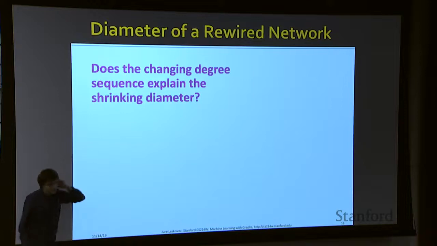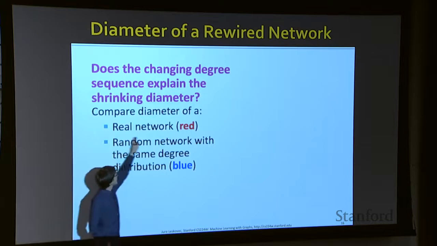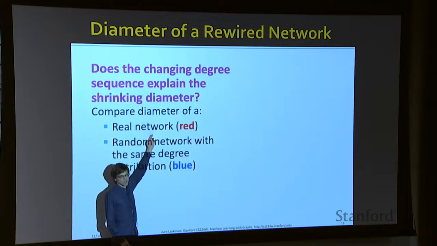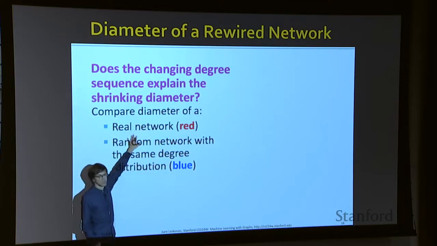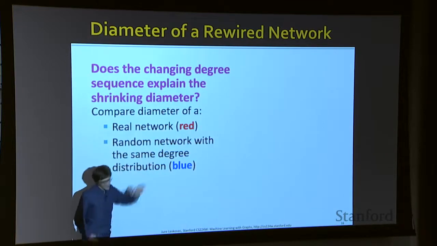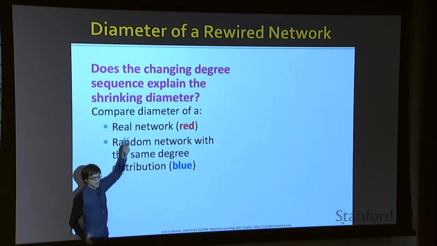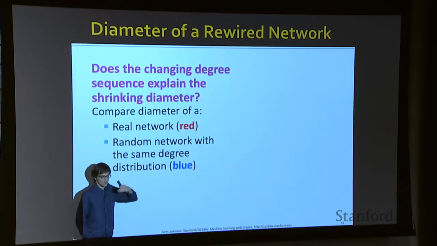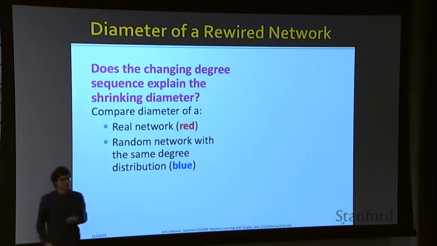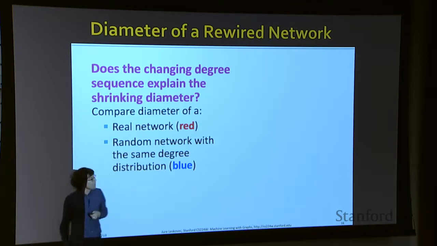Okay, so how would you do this? The way you would do this is the following. You would say, let me take the real network and let me measure its diameter over time. And now let me take a random network that has the same degree distribution as the real one, right? So now I'm saying I will have a sequence of networks, they will get bigger, they will densify, and I will compare a real network to a random network that densifies and has the same degree distribution, degree sequence, okay? Yes, okay? So let's see how this will look, right?